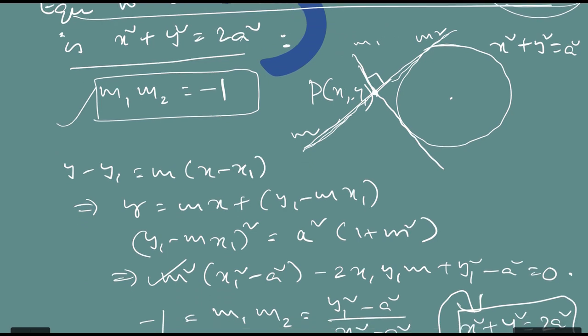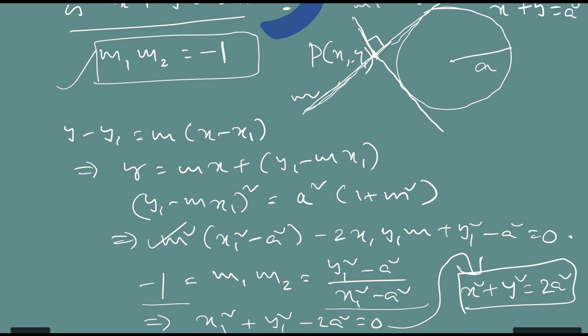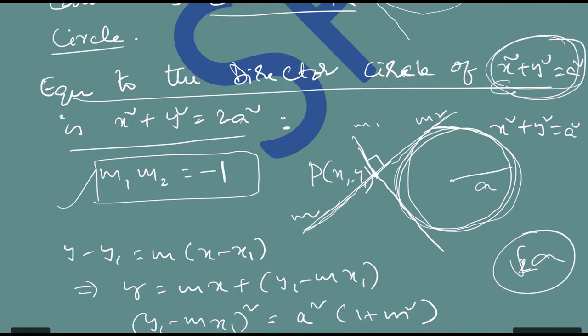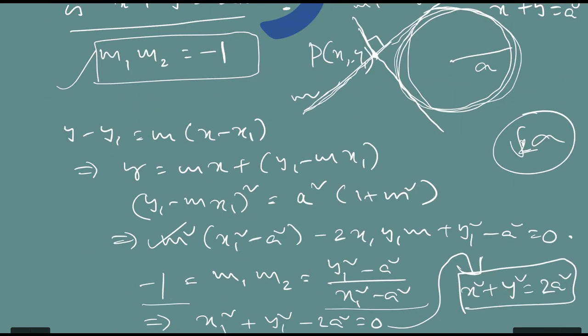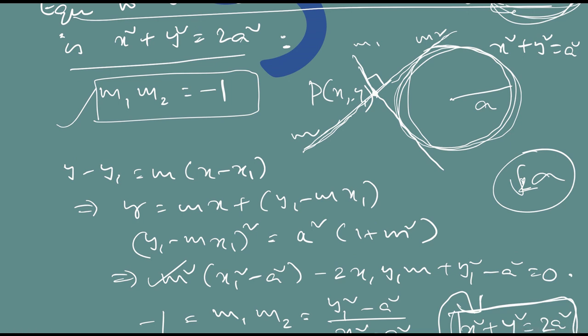I want you to observe that its radius is a. The director circle radius is root 2 a. So if the radius of a circle is a, then its director circle radius is going to be root 2 a. Moreover, observe that the given circle's center is the origin, and we got the director circle's center also as the origin. That means a circle and its director circle are concentric, and if the radius of the original circle is a, then its director circle radius will be root 2 a.